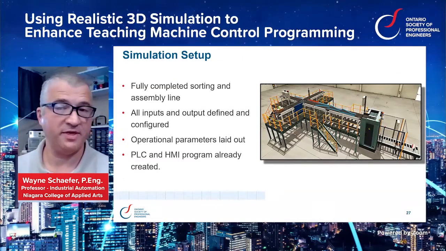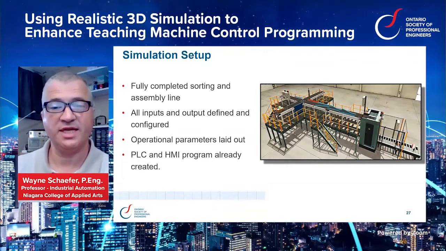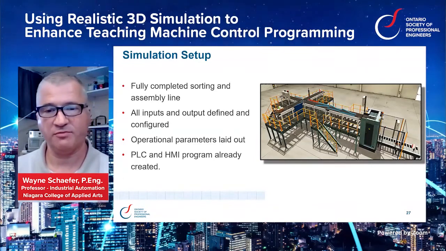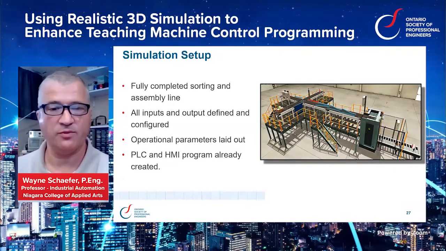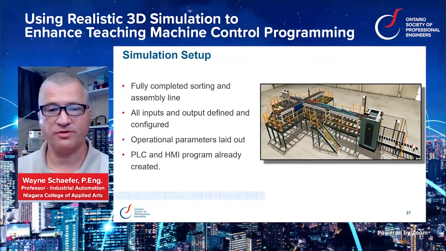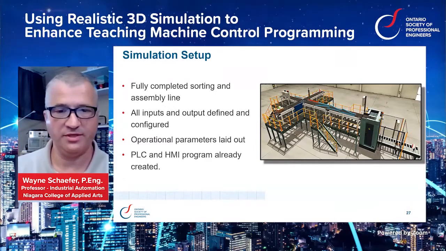So after this basic PLC training, though, what I do here is jump to the end of the project and give the students a taste of what a control system is like. Again, the goal is to provide a fully completed sorting and assembly line with all the inputs and outputs defined and configured. The operational parameters are laid out, and it has a fully functional PLC program and human interface.